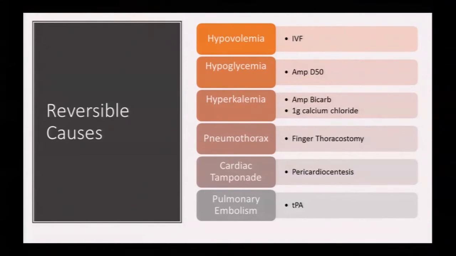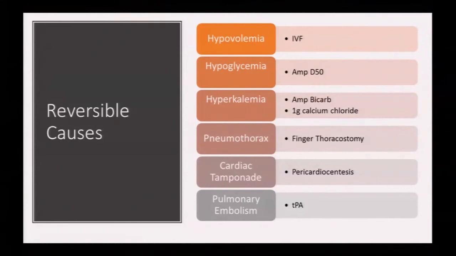So hypovolemia, you can give IV fluids. For hypoglycemia, you can either check a finger stick or go ahead and give an amp of D50. Hypokalemia, you can give bicarb and calcium. I missed acidosis on here, but you can bag a patient who is acidotic or hypoxic. You can also bag a patient for reversible causes. And then as your code progresses, if the suspicion is high, other things you can consider are chest tubes for pneumothorax, pericardiocentesis for cardiac tamponade, or TPA for pulmonary embolism.